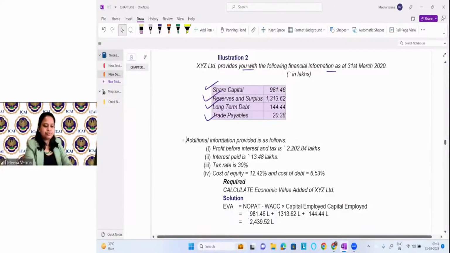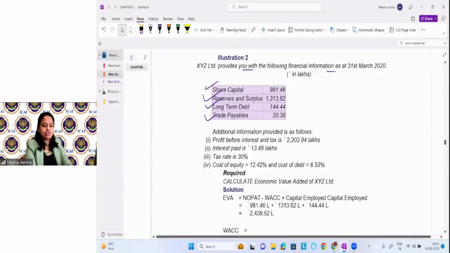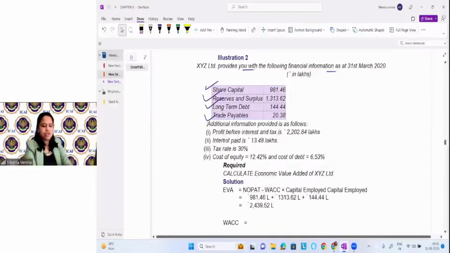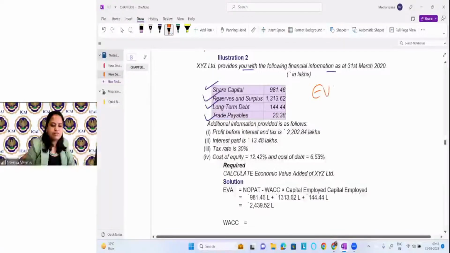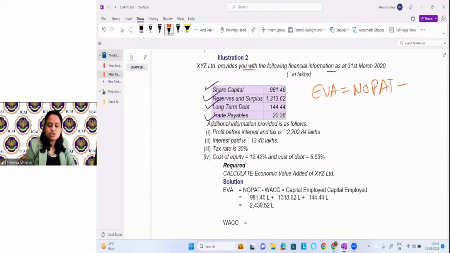Additional information. We have some additional information. What are these additional information we have? The profit before tax. Okay. So if you will see for EVA, we need net operating profit after tax minus overall cost of capital into total capital. This is what I need. Now, if you will see here, what is given? Profit before tax is given. So I have to calculate from here net operating profit after tax. Ye calculate karna hai. You have to calculate it.